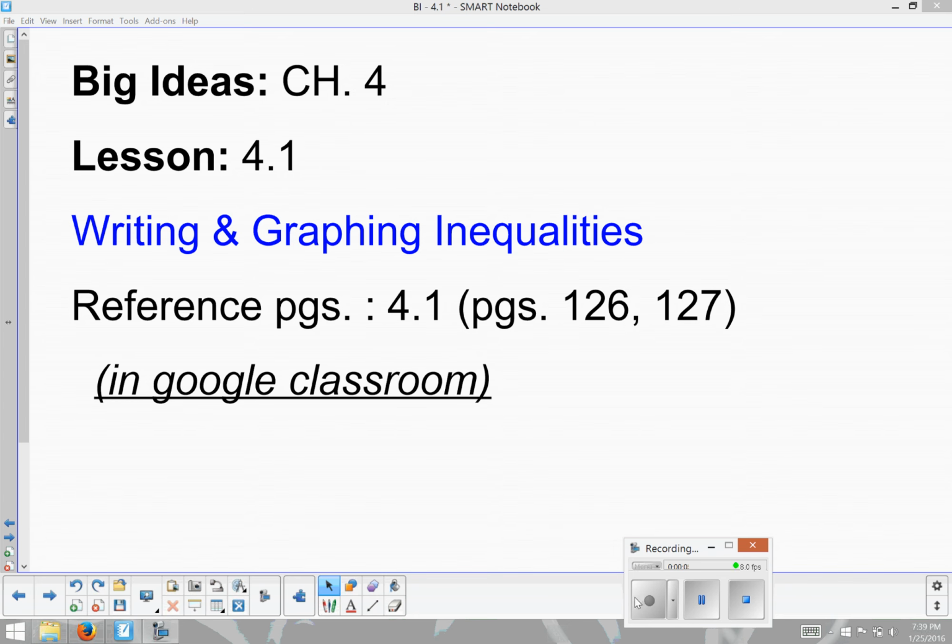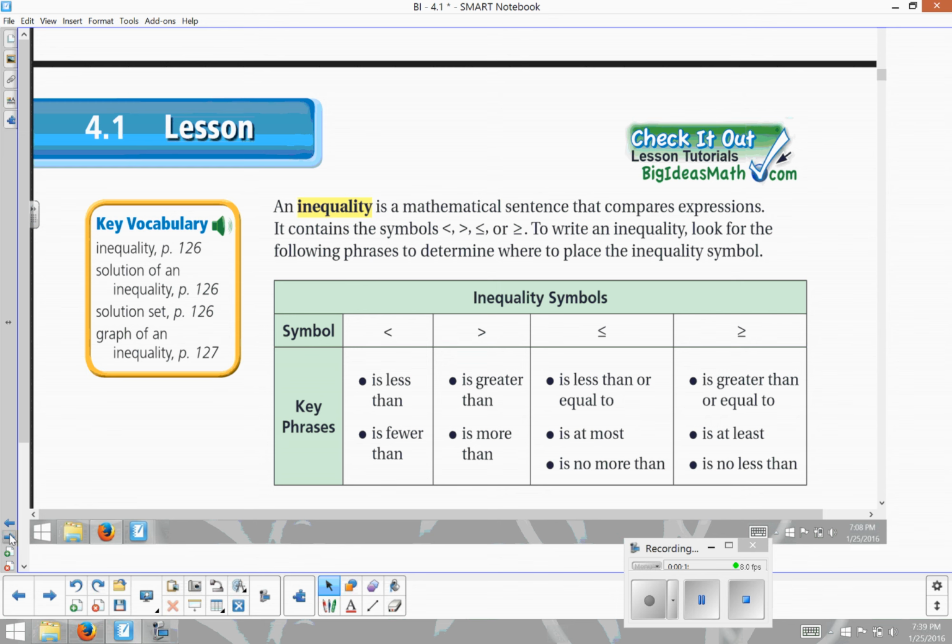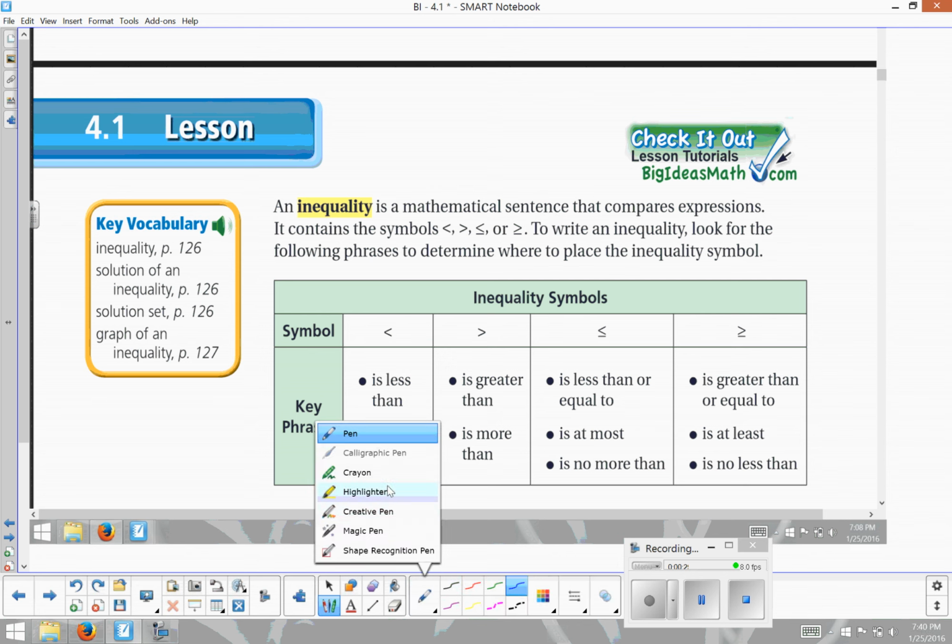Let's go ahead and start off with some vocabulary. So you're going to need to know in this chapter and this particular lesson what an inequality is. As a reminder, an inequality is a mathematical sentence that compares expressions. The following symbols are called inequalities.